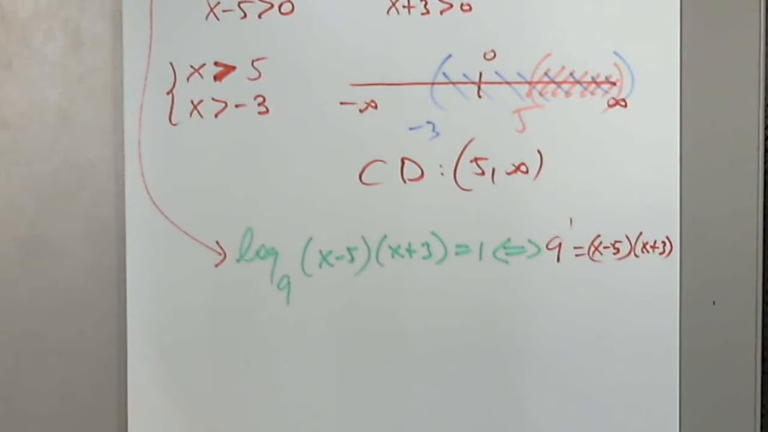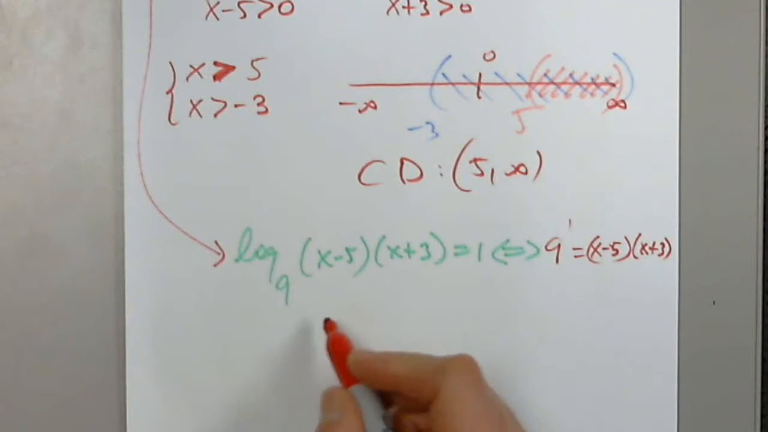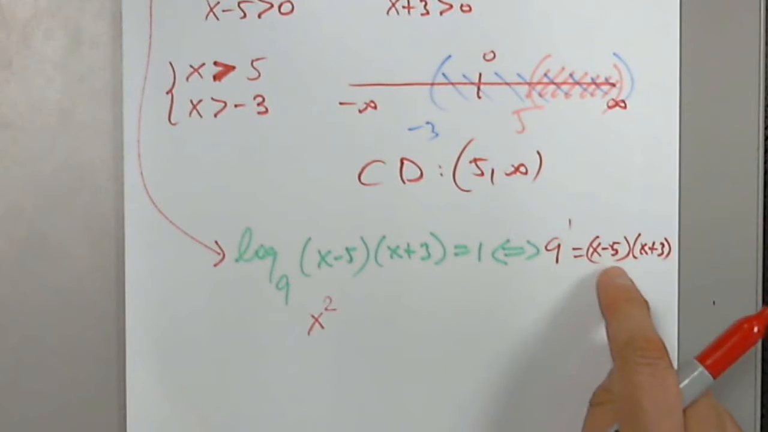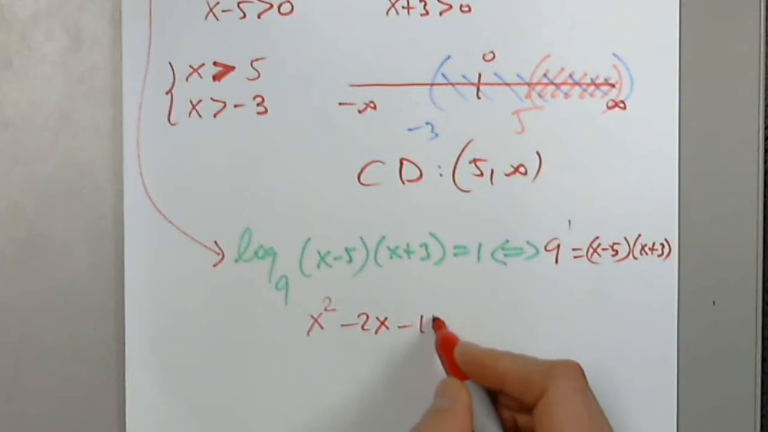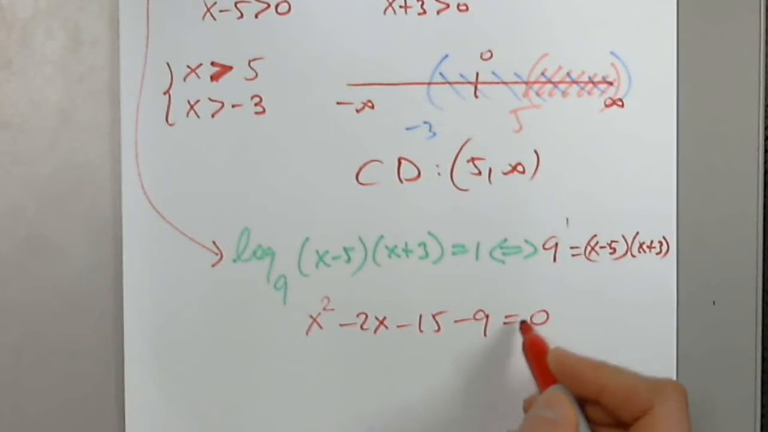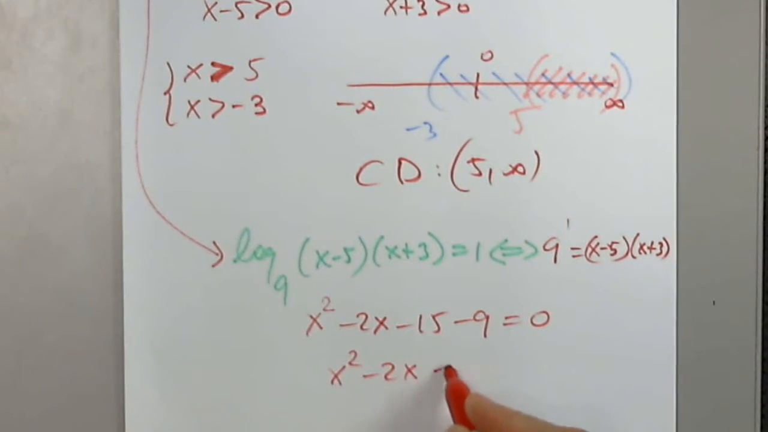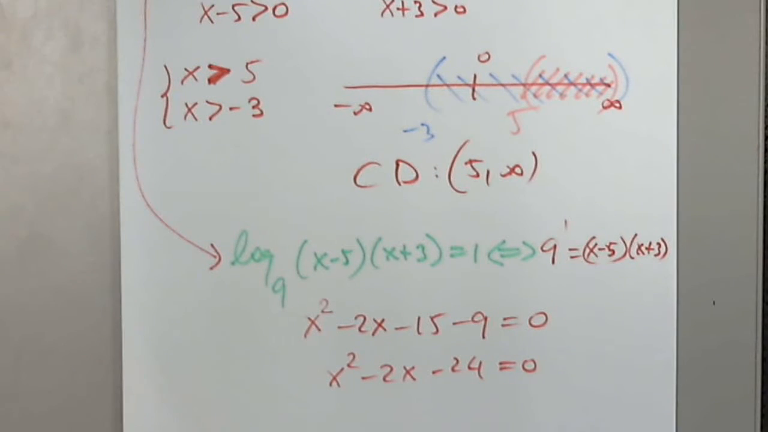So now I have to work on this. What type of equation is it? It's no longer exponential. I'm sorry, it's no longer log. It is what? Quadratic. Perfect. So I have to distribute. x squared plus 3x minus 5x is negative 2x, and minus 15, and then minus 9 equals 0. So then x squared minus 2x minus 24 equals 0.